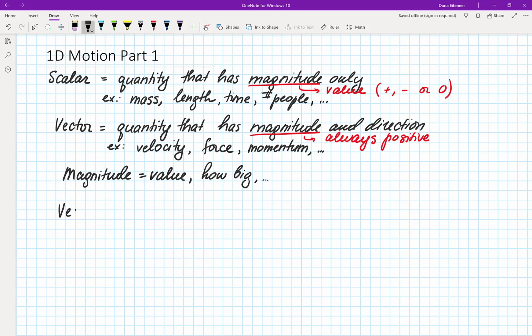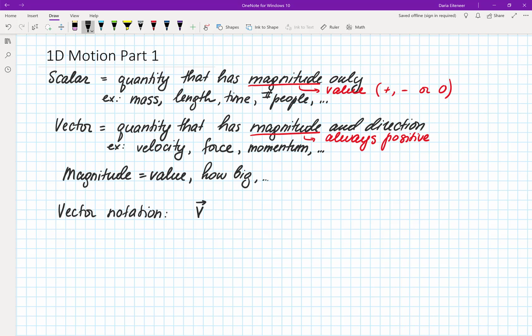Let me also show you vector notation. I'm just going to use capital V for any generic vector. Typically a vector is denoted by an arrow on top of it. This arrow just represents that this quantity is a vector. This arrow by itself does not represent this vector pointing to the right or anything else like that. It just says that this quantity is a vector.